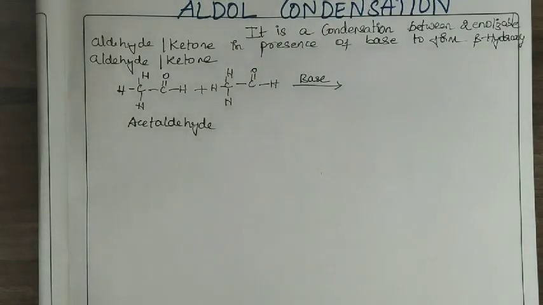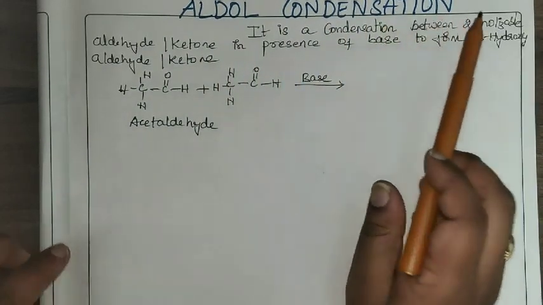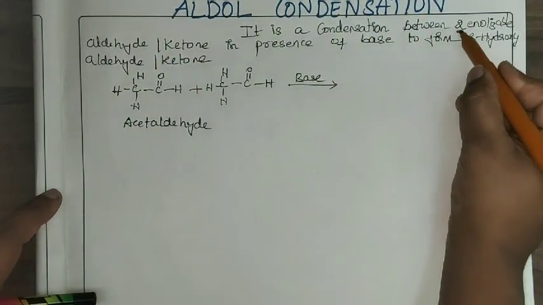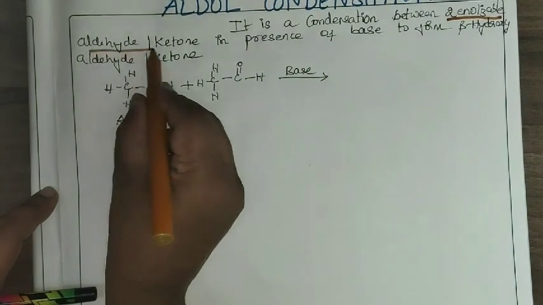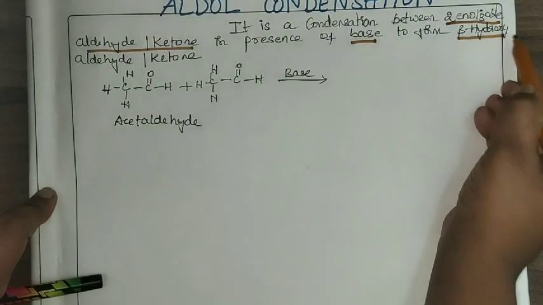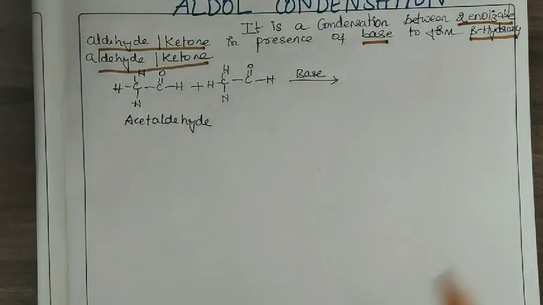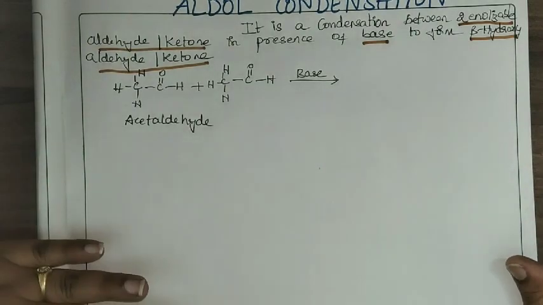Hi students, today I am going to discuss aldol condensation. It is a condensation between two enolizable aldehydes or ketones in presence of base to form beta hydroxy aldehyde or ketone. So what is an enolizable aldehyde?